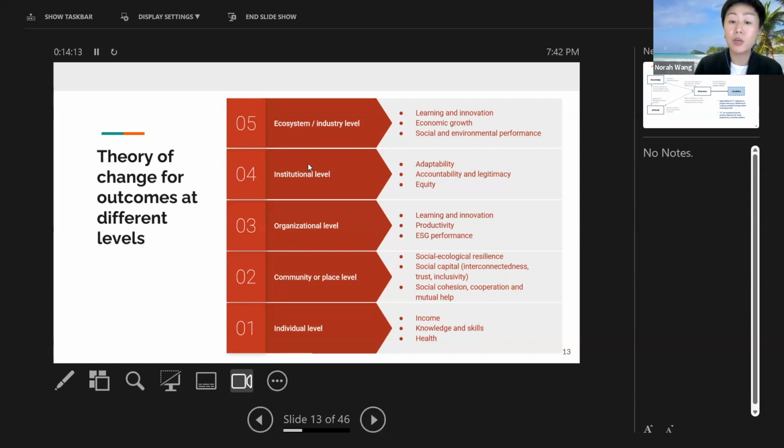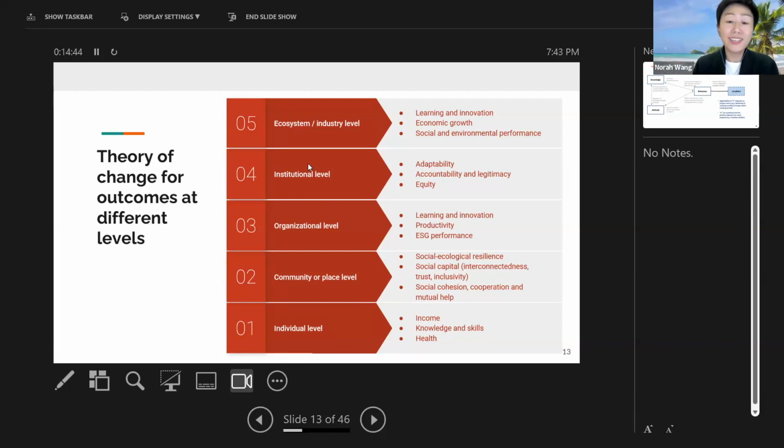So for example, community social-ecological resilience, right? Social capital, in terms of interconnectedness within the community, trust, inclusivity, or social cohesion, cooperation and mutual help. These are community-level outcomes. So in order to achieve those community-level outcomes, what kind of theory of change would bring us to those outcomes, right?